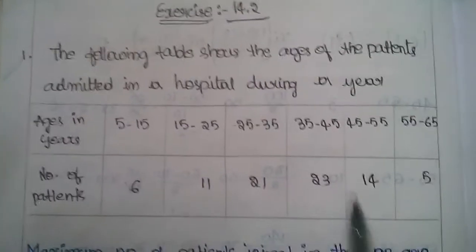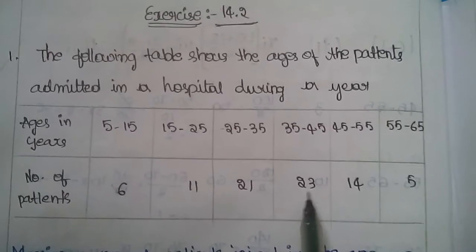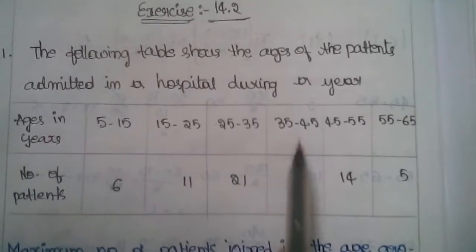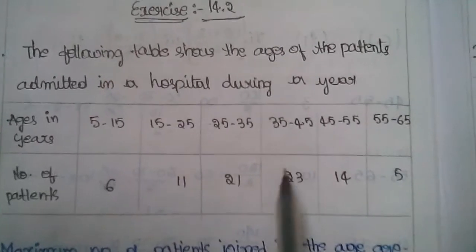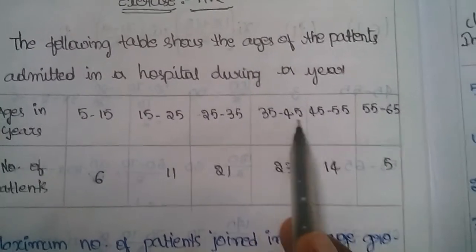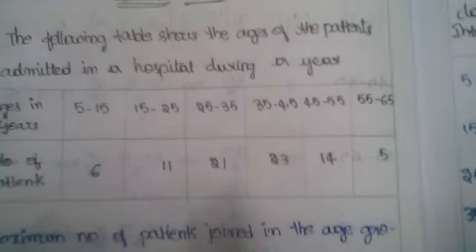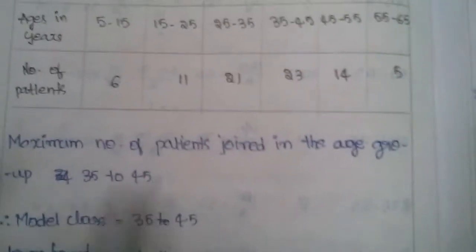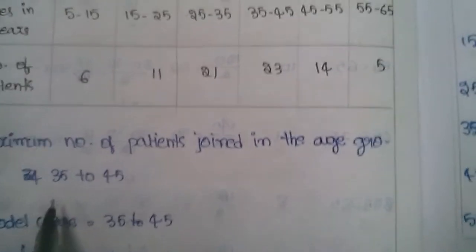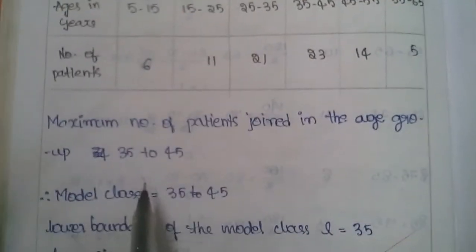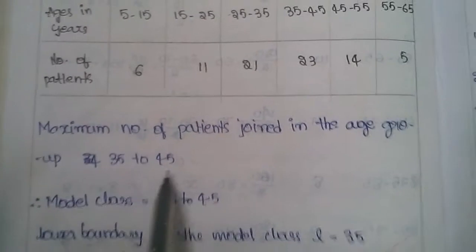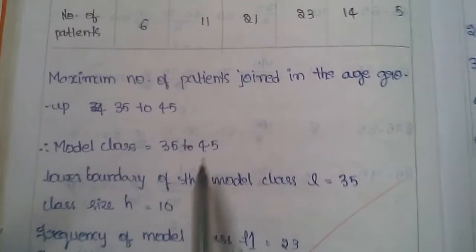So here the highest frequency is 23. 23 can be taken as the highest frequency. The corresponding class is the modal class, 35 to 45. So the maximum number of patients joined in the age group 35 to 45, so it can be taken as the modal class.